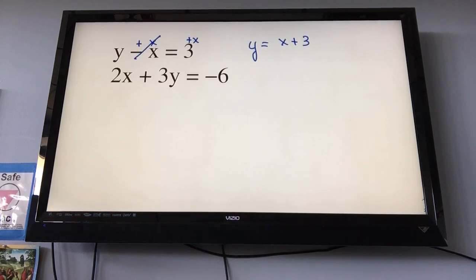Okay, y is the best one to choose. You could also choose x there. X is not a bad choice because it doesn't have a coefficient either, but it's got a negative, so we don't wanna worry about that.